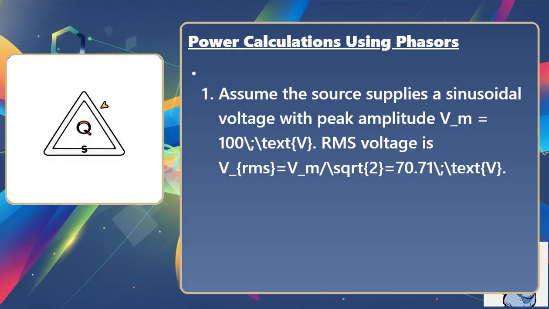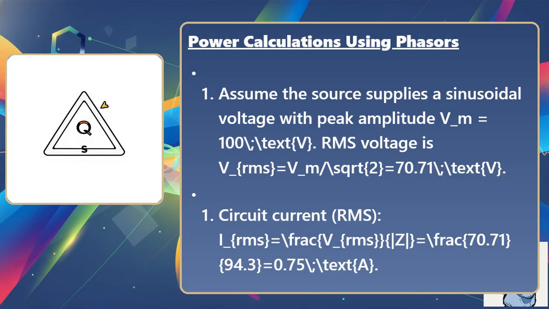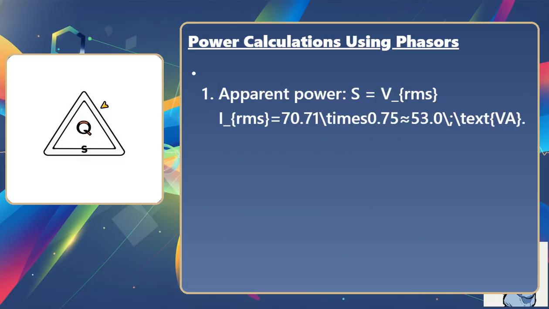RMS voltage is V RMS equals Vm divided by the square root of 2, equals 70.71 volts. Circuit current RMS: I RMS equals V RMS divided by magnitude of Z, equals 70.71 divided by 94.3, equals 0.75 amperes. Apparent power, S equals V RMS times I RMS equals 70.71 times 0.75, approximately 53.0 volt-amperes.